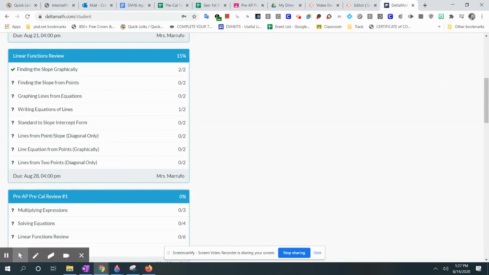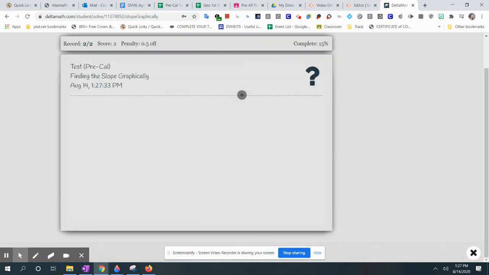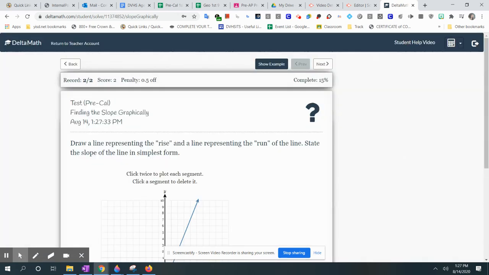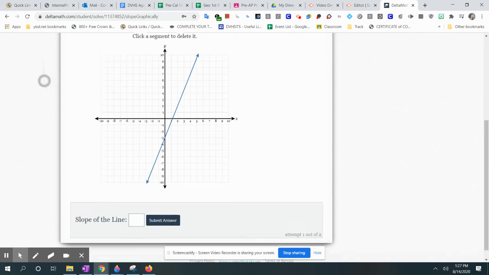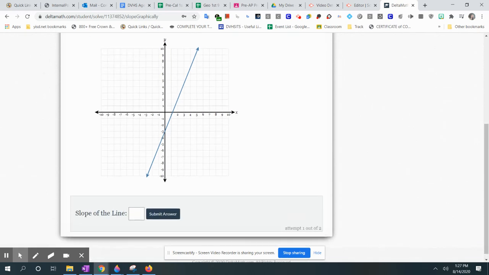So let's go ahead and look at your assignment real quick on Delta Math, because there's some parts that are interactive. So here we have find the slope graphically. So if we look here, it says draw a line representing the rise and a line representing the run of the line. So what you have to do is you have to find here, we find 2 points just like we did on the example. So you have to put a point there. With your mouse, you click it, and then you're going to go up, and that would be the rise, okay? Then from here, you need to draw the run. So the run is across, so I click a point and I click the other point, and now I've shown my rise over run on my graph.